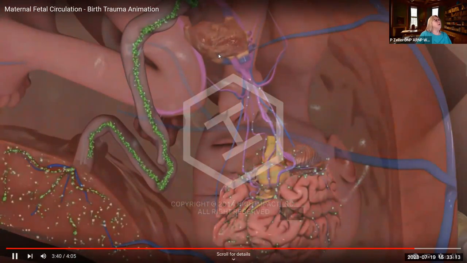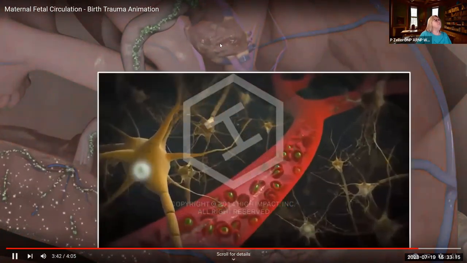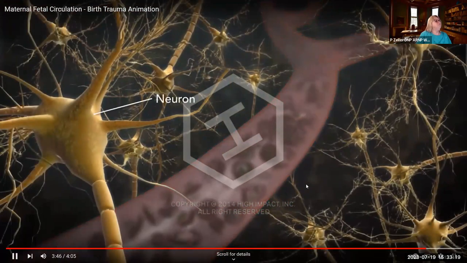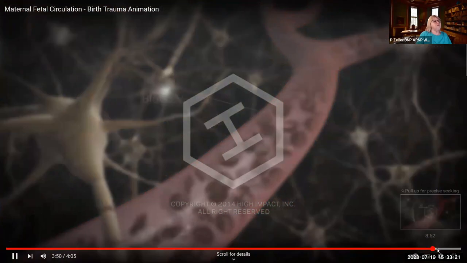This is the baby's heartbeat. Just kind of neat to watch.